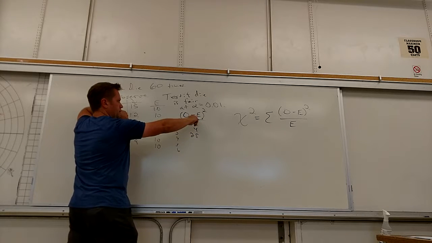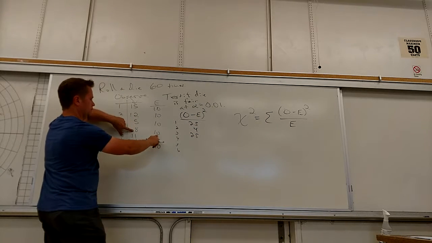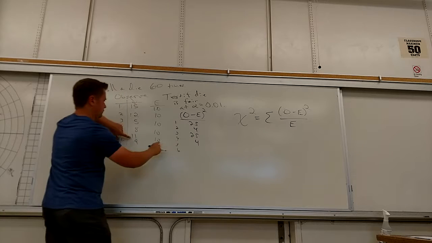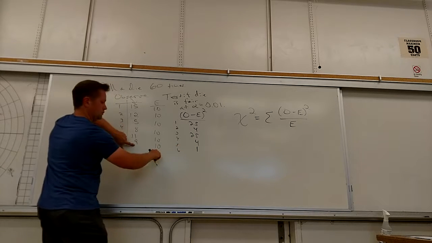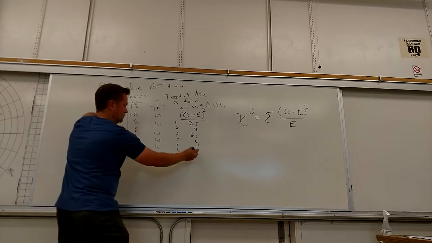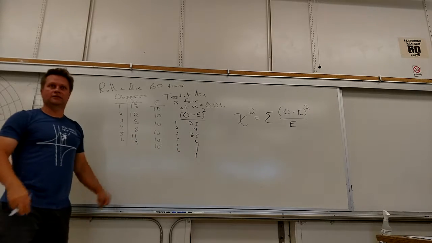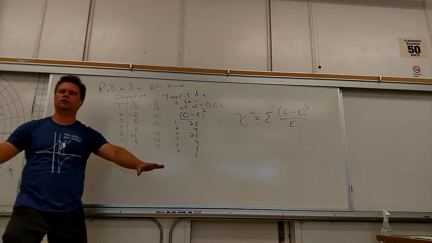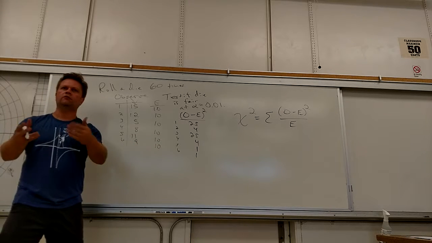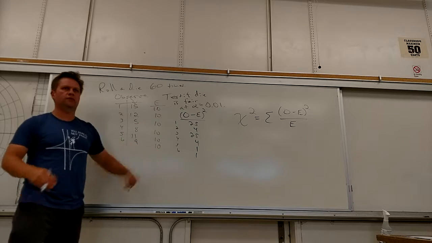I'm just doing this because that's what I need part of. 4. 1. Negative 1 squared is 1. Does everybody see what I just did? Not just that I wrote stuff in purple, but do you see where they came from?